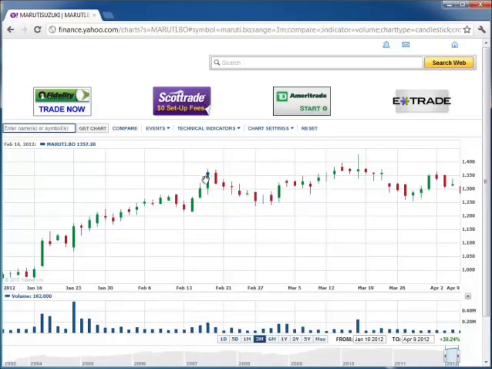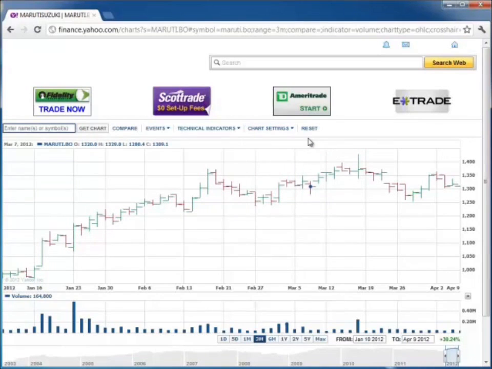So the only difference between these two is that in this case, because the price went up that day, it's green and the open is below the close, and in this case, when the price went down, the close is below the open. So this is essentially what a candlestick chart is. And as you can see, at each point we have a lot more information than we did before, and this is useful.